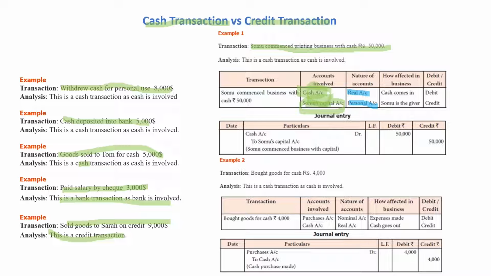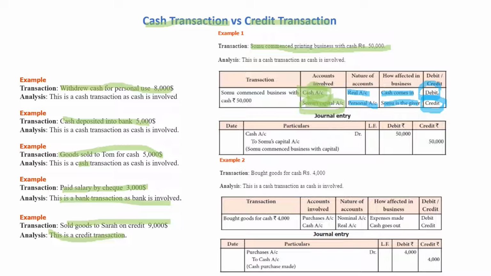What is the rule for a real account? Debit what comes in, credit what goes out. Here cash comes in, hence we have to debit this one. And Somu's capital account is personal. Somu is the giver. Here Somu is separate from the business. Why? Because earlier in accounting concepts we found that a business entity is a separate individual from its owner. Hence, if Somu is the giver, he is the credit.